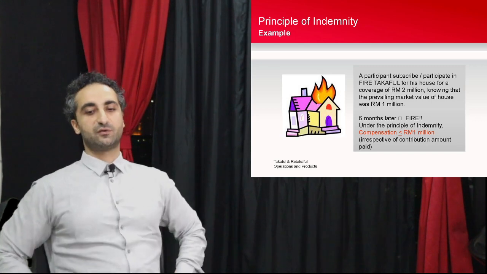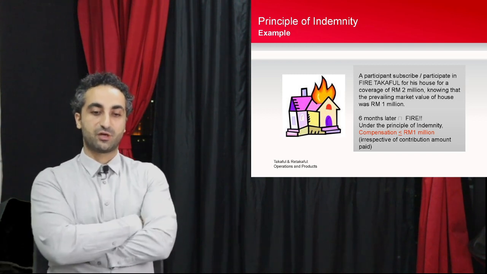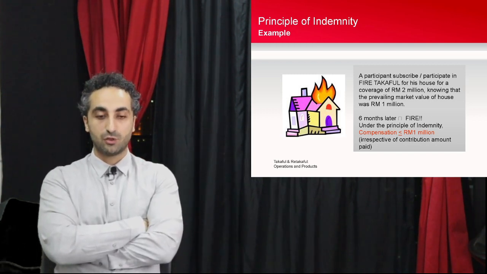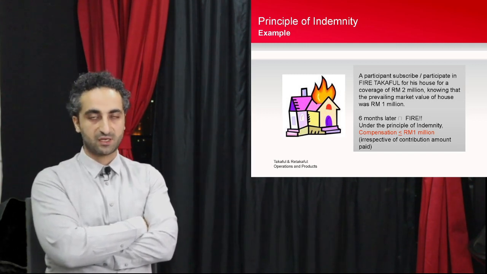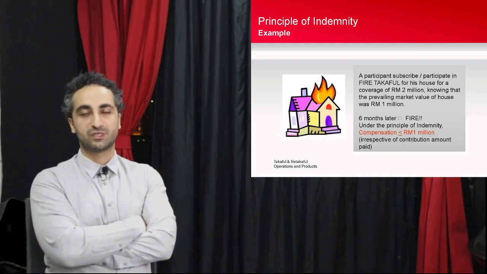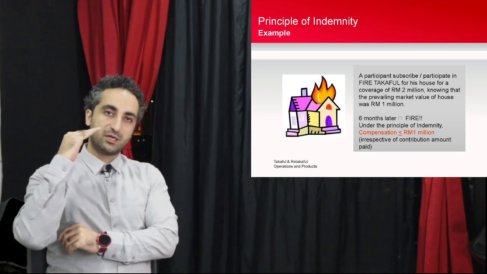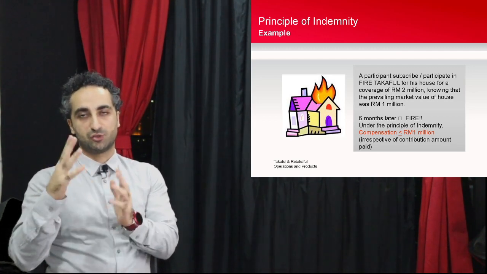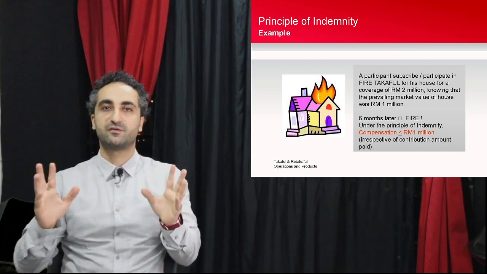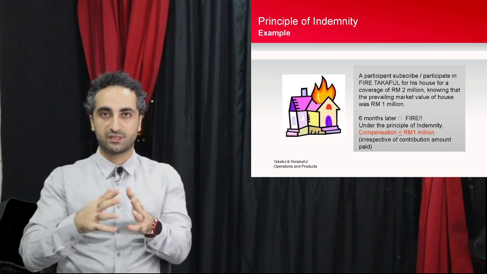Okay, so in Takaful, a participant subscribes to Fire Takaful for his house for a coverage of 2 million, knowing that the prevailing market value of the house is 1 million. So I bought a Takaful for 2 million. However, my house value is only 1 million. Six months later, a fire. Under the principle of indemnity, compensation will be equal to or less than 1 million. Market value here is lower, so we follow market value. Irrespective of contribution, you cannot argue that you used to pay more, so you cannot get any money back.